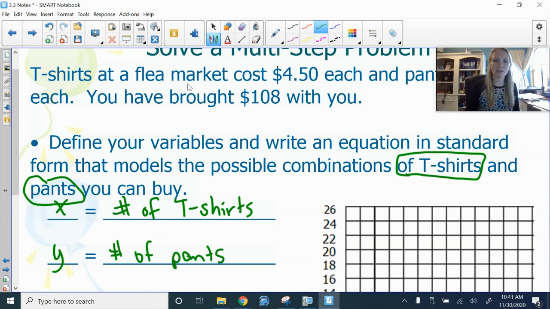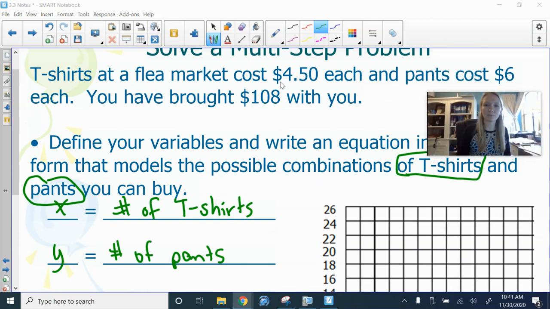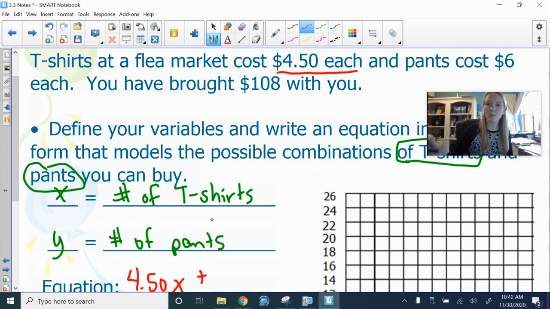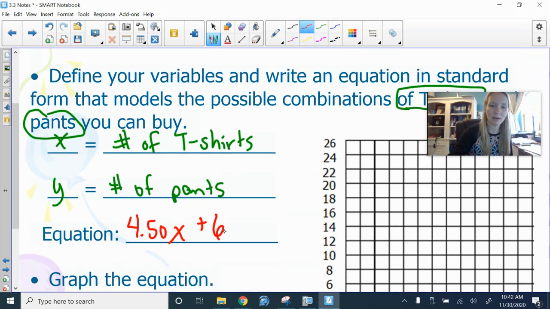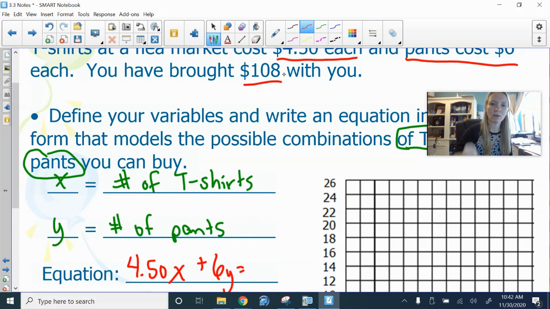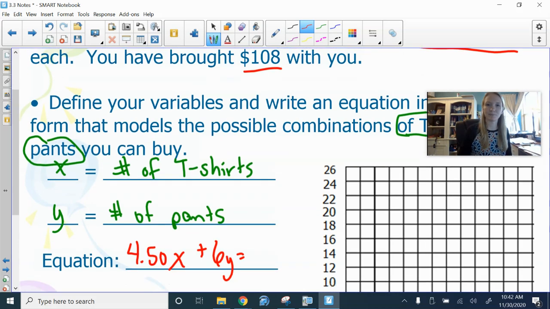When I go up here and look, it told me some information about your t-shirts. T-shirts at a flea market cost $4.50 each. So that's going to be what I put in my equation: $4.50 for my t-shirts, the X, plus, and we have pants. Pants are the $6, so plus 6Y equals, well, how much money do we have all together? We've got 108.